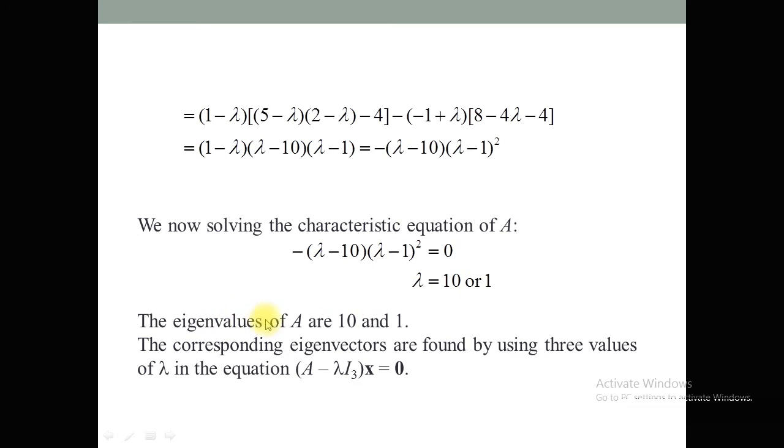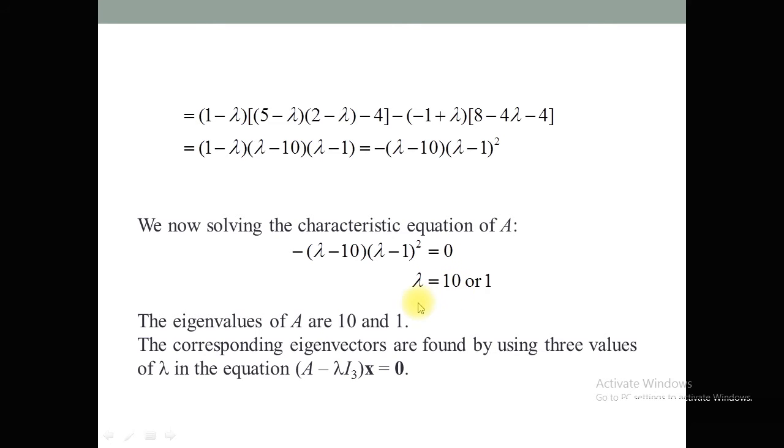Now to find the eigenvectors of the matrix A corresponding to the eigenvalues 10 and 1, the corresponding eigenvectors are found by using these values of lambda in the equation (A minus lambda I3) into x is equal to 0. Why do we say that in this equation there are three eigenvalues? Because (lambda minus 1) whole square is repeated, (lambda minus 1) into (lambda minus 1) is equal to 0. So we have three eigenvalues: lambda is equal to 10, lambda is equal to 1 and lambda is equal to 1.